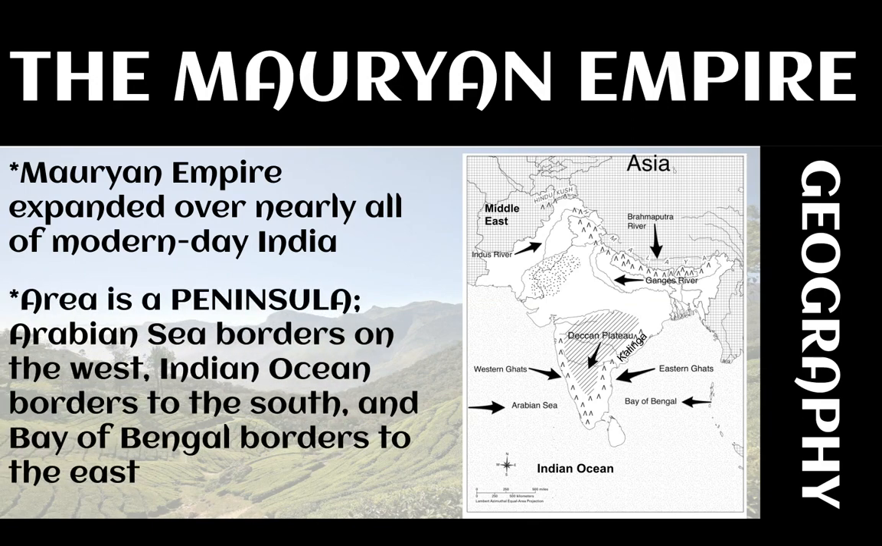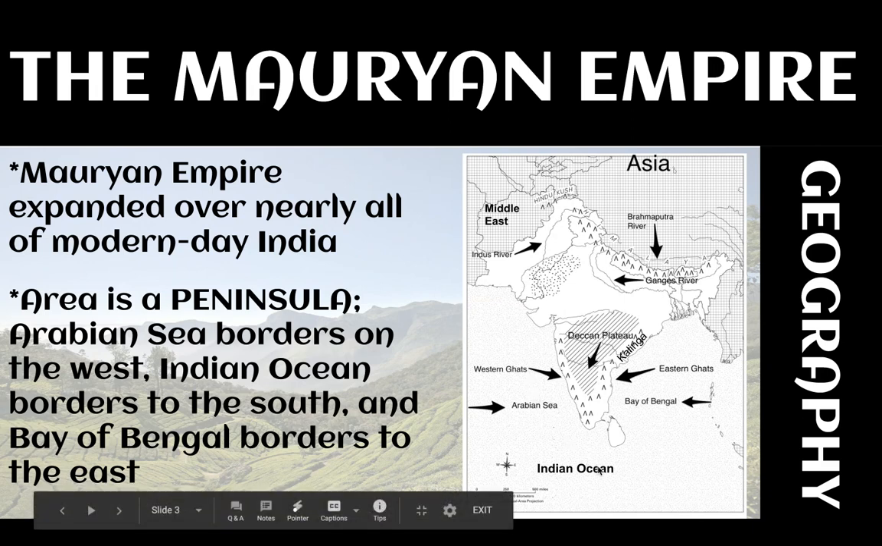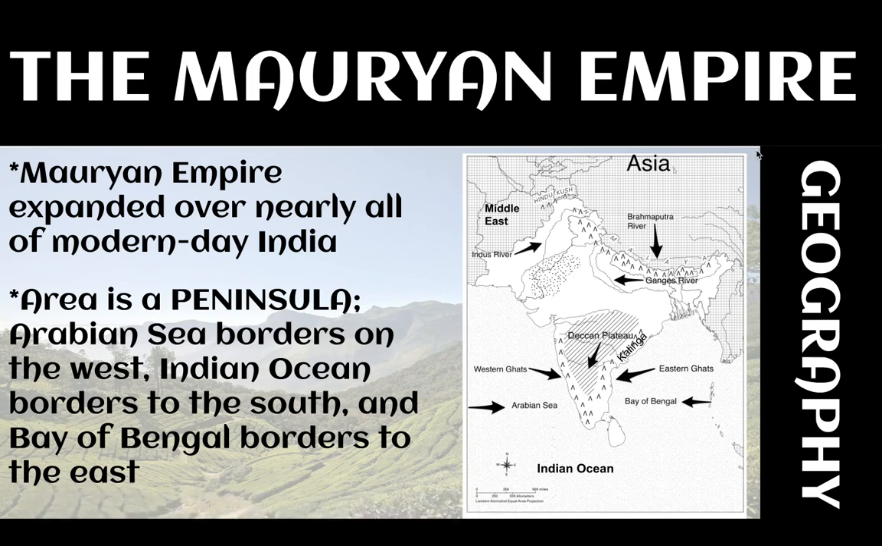We know that India is a peninsula. Remember the term peninsula. It's an area of land that is surrounded by water on three sides. So you have the Arabian Sea, the Indian Ocean, and the Bay of Bengal to the east. Definitely a peninsula. Remember, you can stop this video at any time to finish typing in your notes. And just remember to hit play to keep going. You can do it.